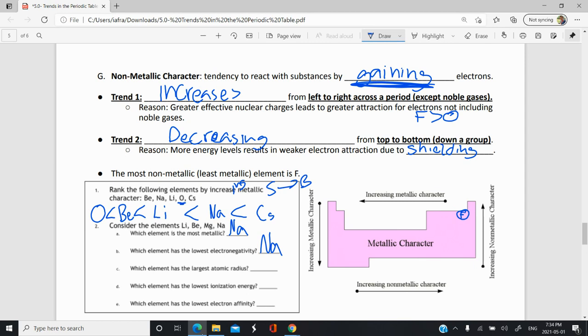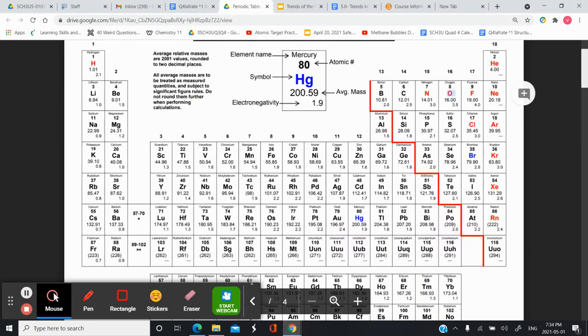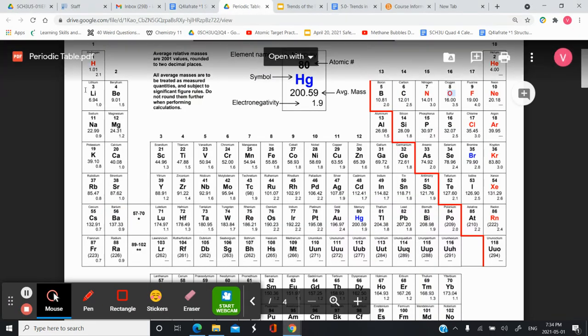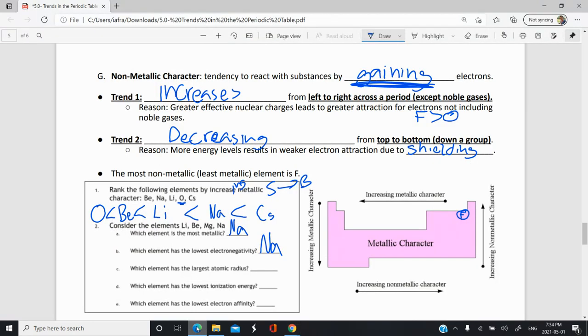Which element of those four would have the largest atomic radius? Remember that atomic radius decreases towards the right. So I don't think beryllium and magnesium will win because they're smaller than lithium and sodium because they're towards the right of them. So let's just compare between lithium and sodium. Towards the bottom is where you increase in radius. So sodium has the larger atomic radius. So sodium has the largest atomic radius.